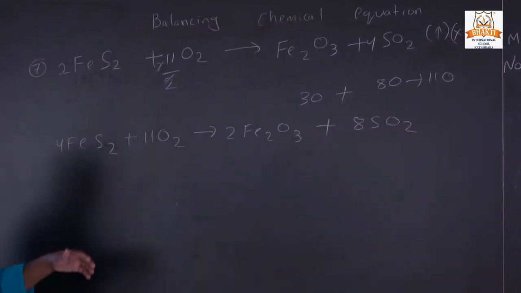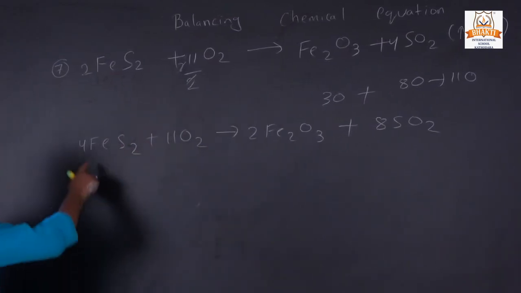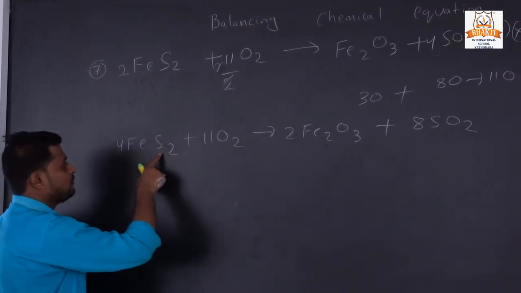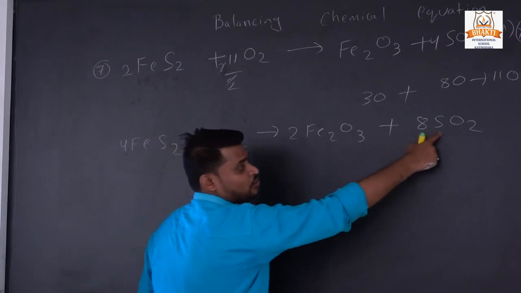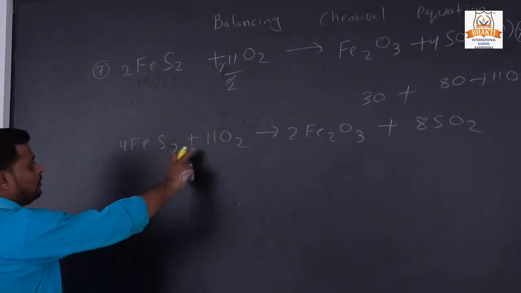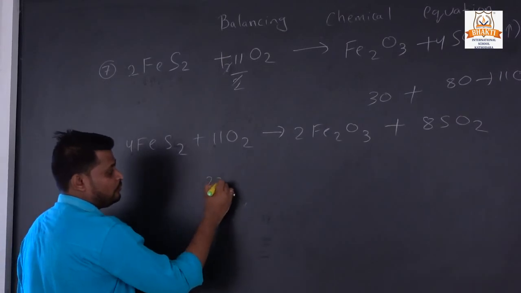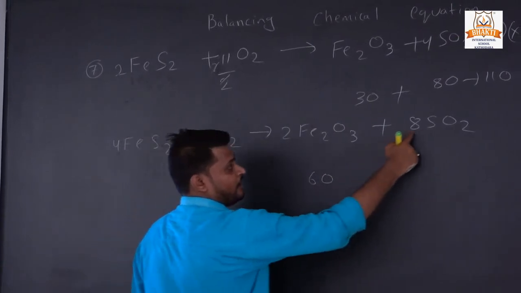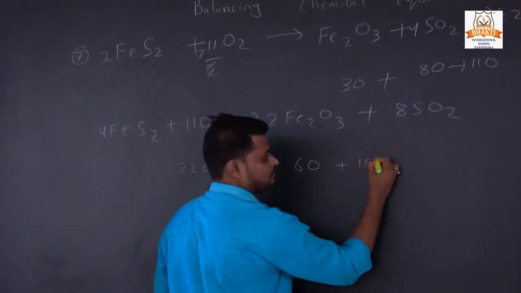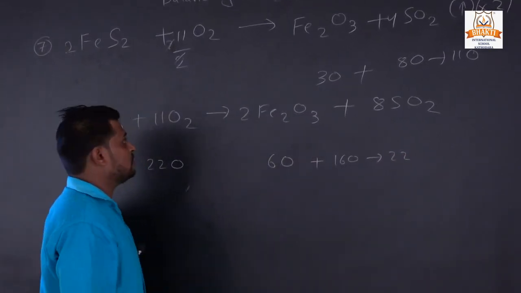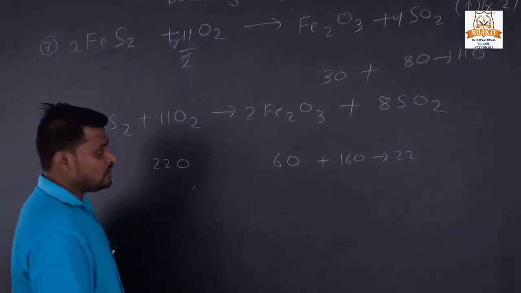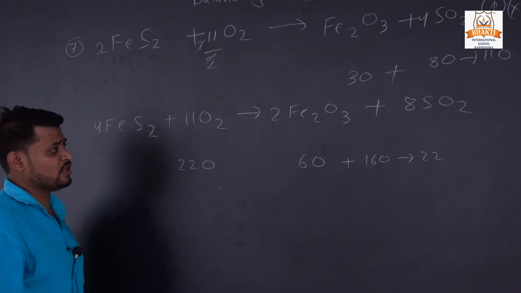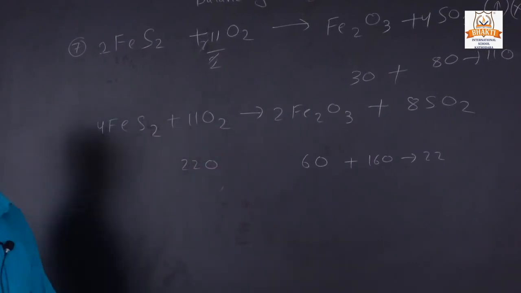So we will check again whether the metal is balanced or not. Iron 4, here iron 2 twos are 4. Then non-metal sulfur 4 twos are 8 and here also 8. Now oxygen: here oxygen 22 and here 2 threes are 6 and 8 twos are 16, total 22 oxygen. So here oxygen is also balanced. So we will check last, hydrogen is not given. So this equation is completely balanced.